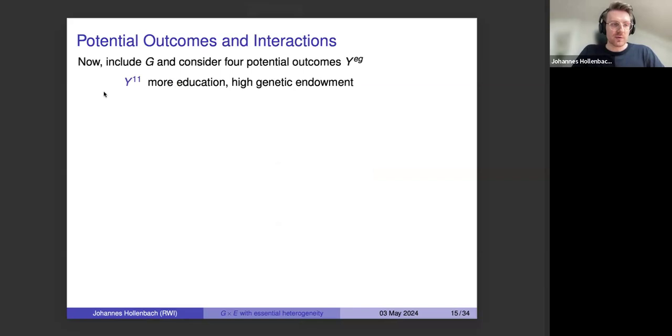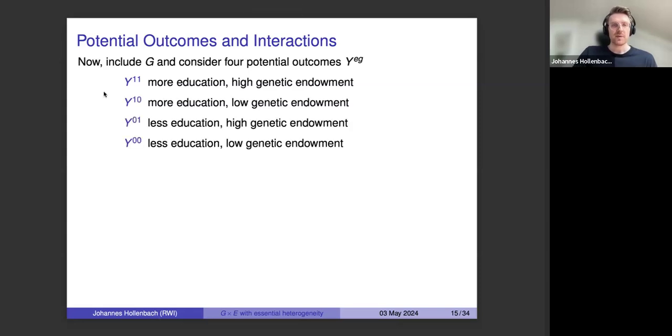The problem is we don't only have the simple case, we want to estimate an interaction. That's why we also need to include a second dimension apart from E, which is the G dimension, the genetic dimension. So now we not only have two potential outcomes, we have four. Y11 is the potential outcome with more education, so with E equal to 1, and high genetic endowment, so polygenic score equal to 1. And Y10, more education, low genetic endowment, and so on.